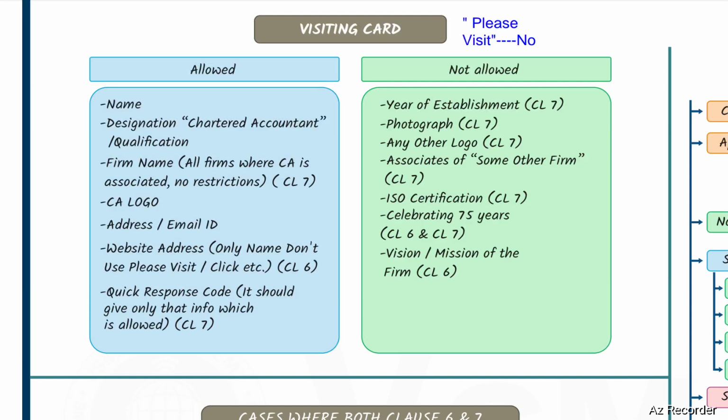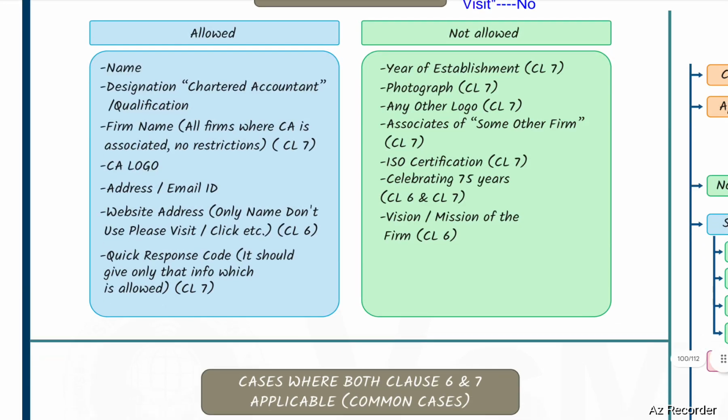What are not allowed on visiting card? Year of establishment not allowed, photograph not allowed, any other logo not allowed, associates of some other firm not allowed, ISO certification not allowed, celebrating 75 years as per clause 6 and clause 7 not allowed, vision or mission of a firm under clause 6 not allowed.